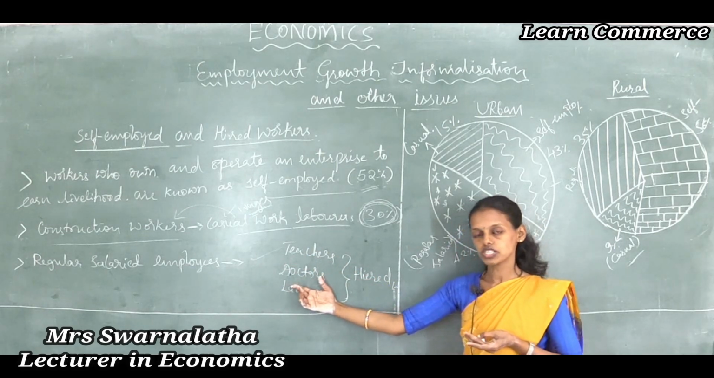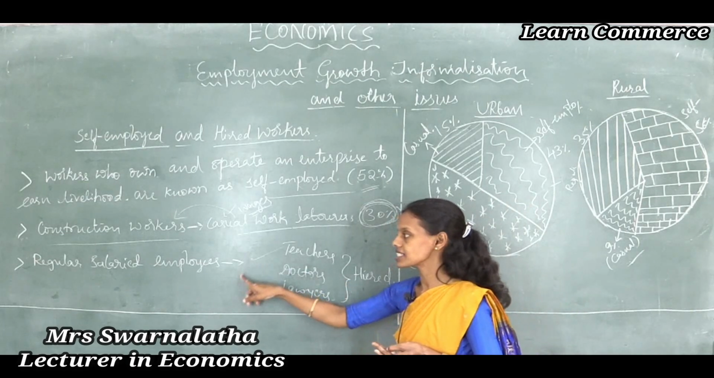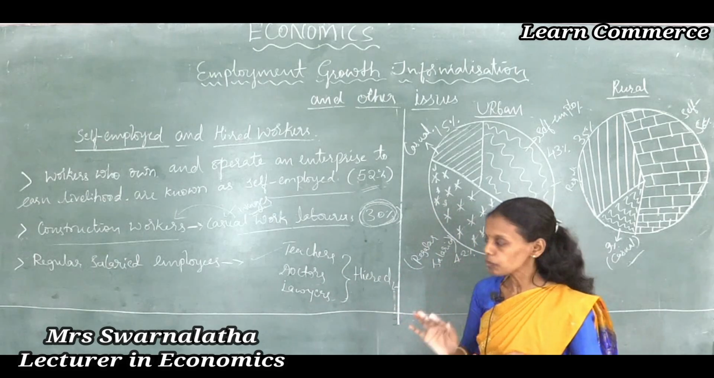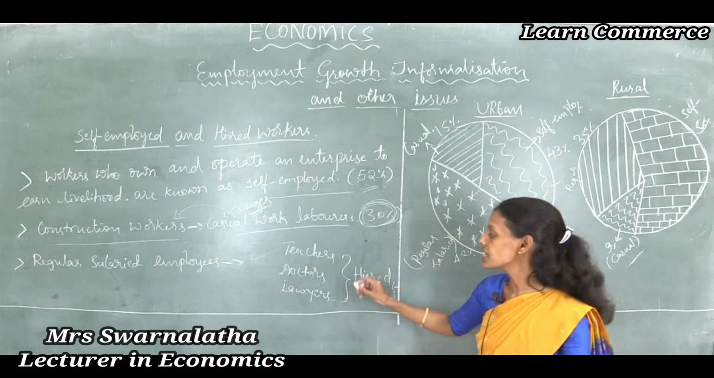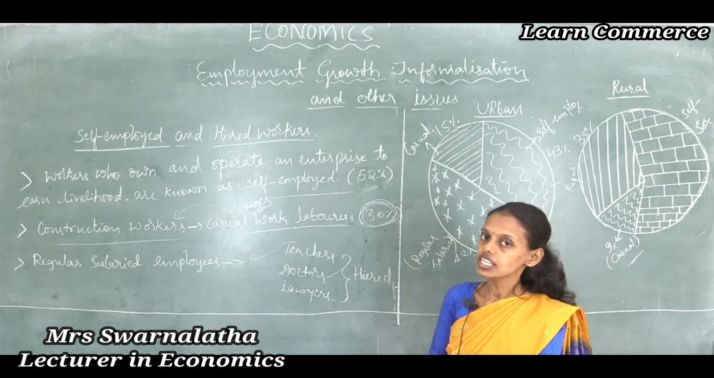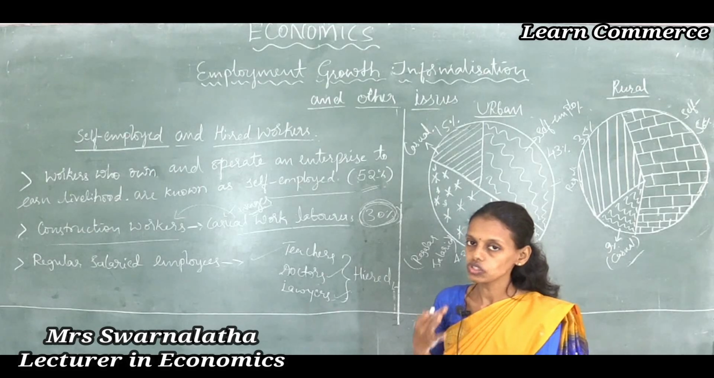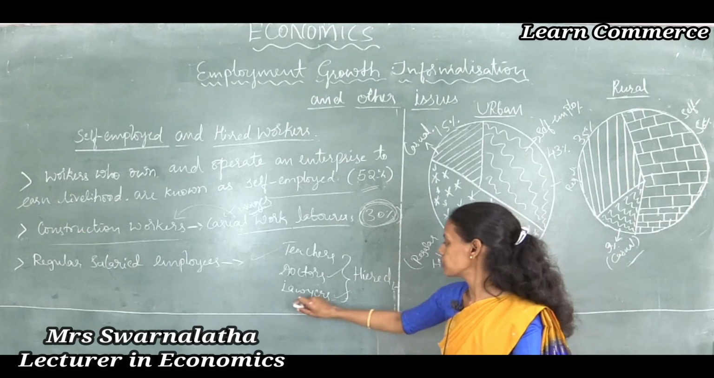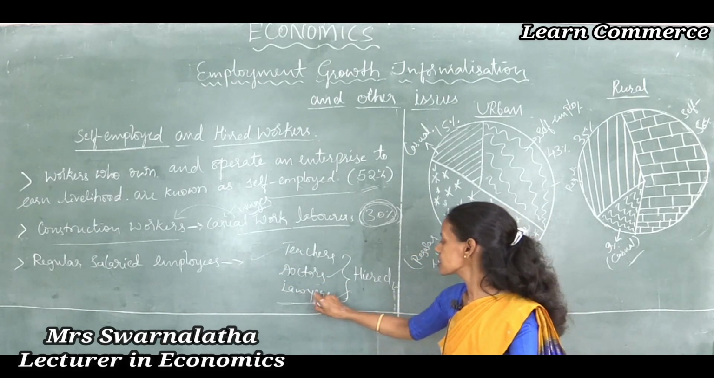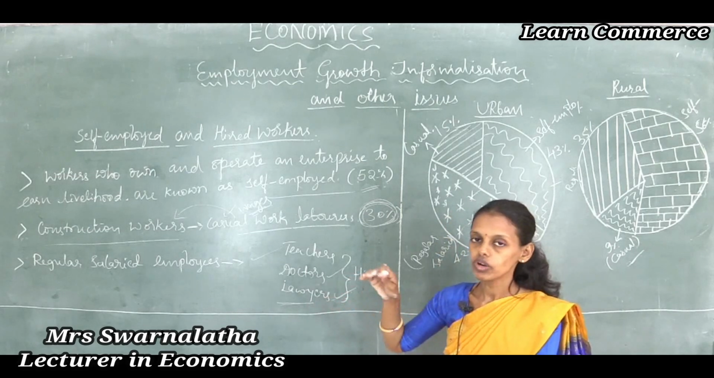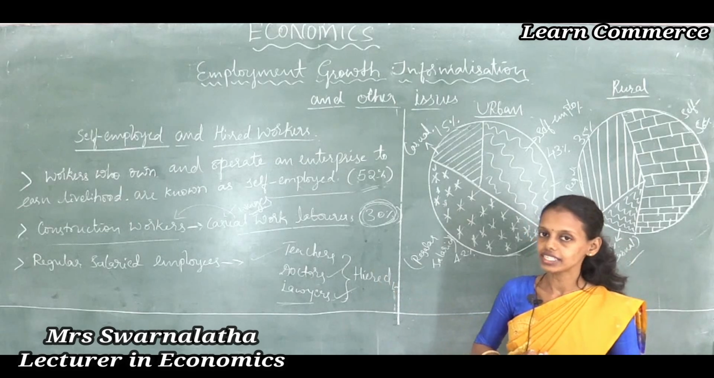A doctor who owns his own clinic or hospital is not considered a regular salaried employee. If he works in someone else's hospital, giving service to others, then he is considered a regular salaried person. Even a lawyer who maintains his own advocate office does not come under regular salaried employee. If he works for someone else, under someone, then he is considered a regular salaried employee.